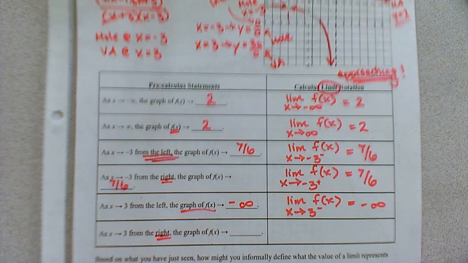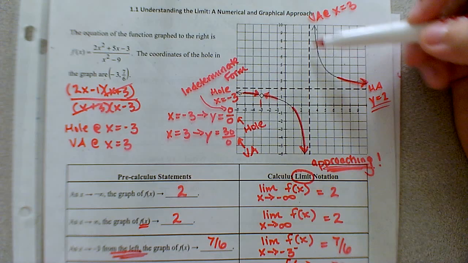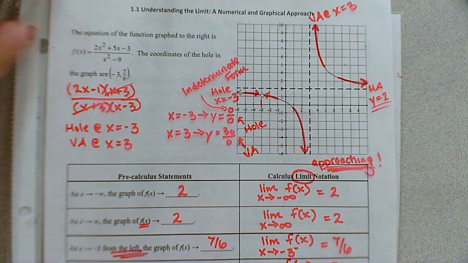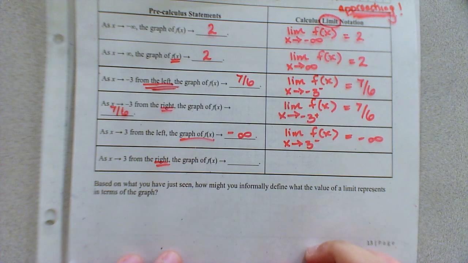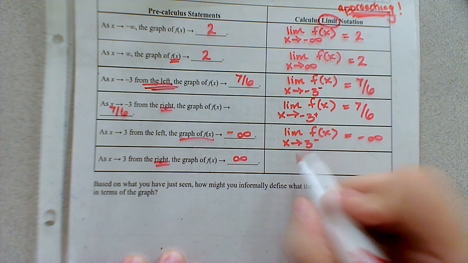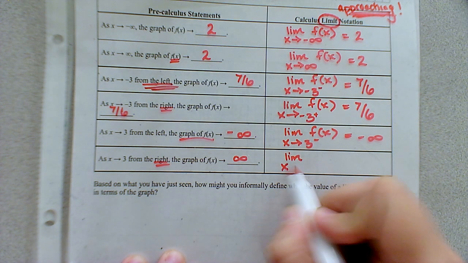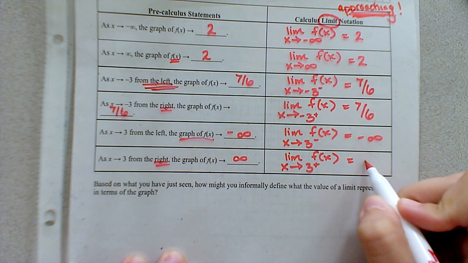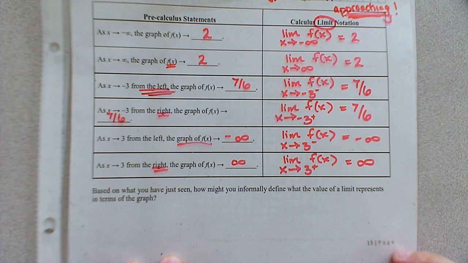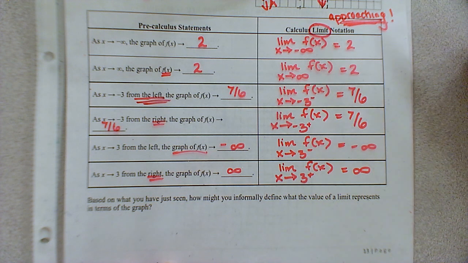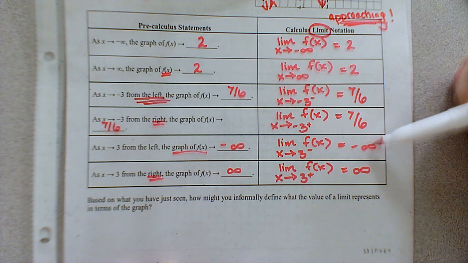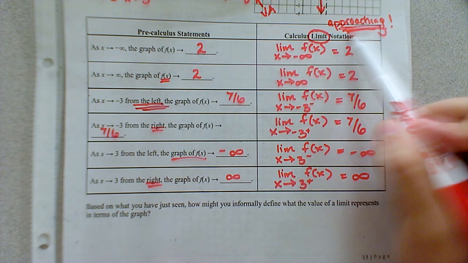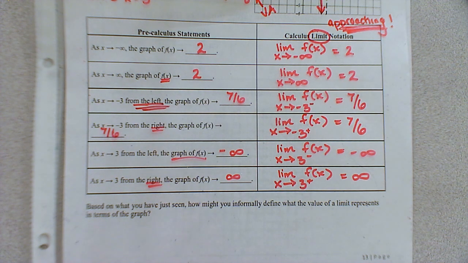Let's go ahead and try the right-handed statement. As we approach the x value of 3 from the right, notice how the graph continues up forever. So the y values would be approaching +infinity. Limit notation: as x approaches 3 from the right, the graph approaches infinity. Notice how all of these limit values, the 2, the 7/6, and the infinities, are representing y values that you are approaching, getting closer and closer and closer to.